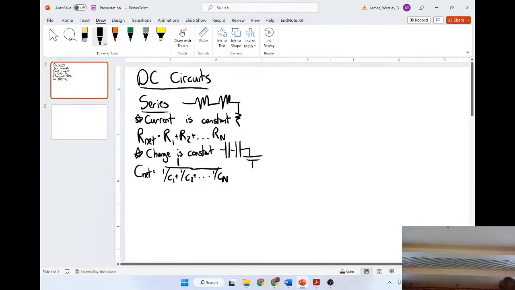All right. In series, current is constant. For resistors, add them on up. Capacitors do the 1 over, we call this the reciprocal: 1 over C1 plus 1 over C2.